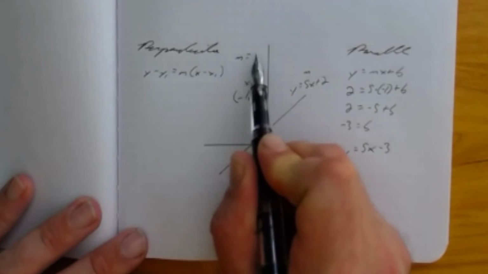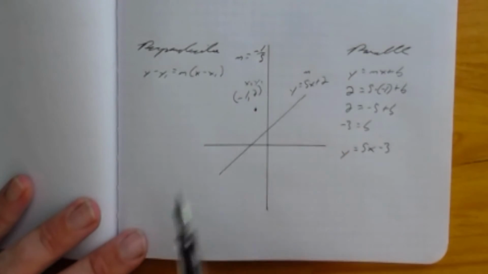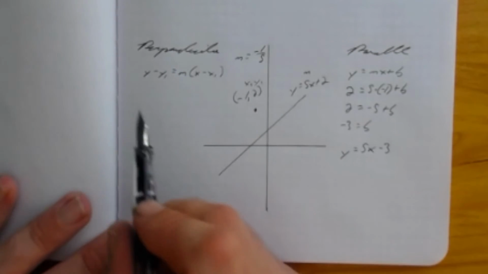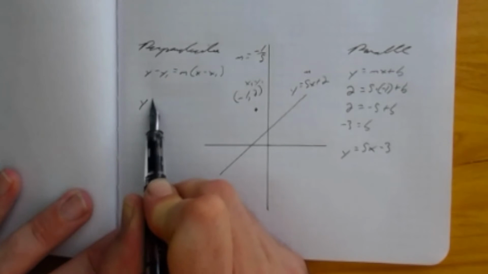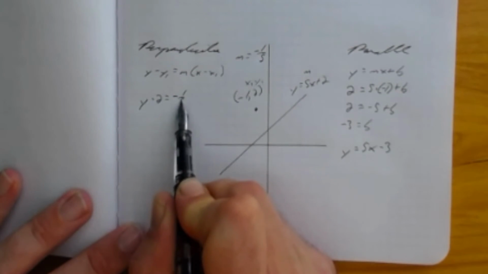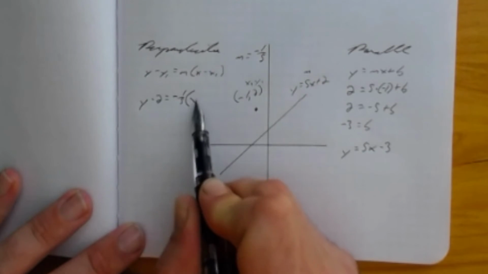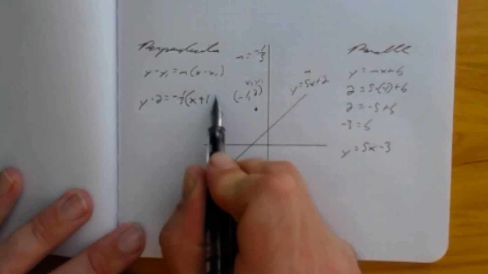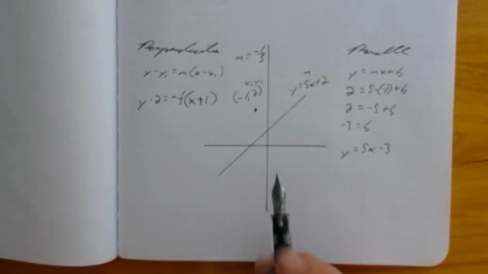Well, my new m here is going to be -1/5. I simply do the inverse opposite. So I substitute values. y minus 2 is equal to -1/5, parentheses, x minus, that's a -1, so plus 1. At this point, I've written an equation.